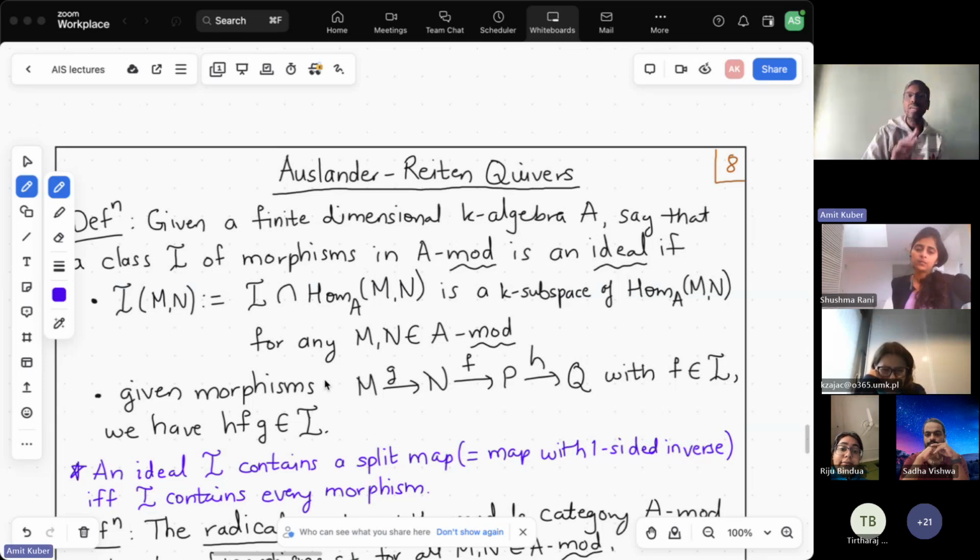I believe that many people, even those who work in algebra, don't know this definition. The ideal of a module category. So this is an ideal, and you have different properties of ideals. You can do arithmetic, you can take intersections of ideals, you can also take products of these ideals, and we will see something. Okay, so an ideal contains a split map, which means a map with a one-sided inverse, if and only if it contains every single morphism.